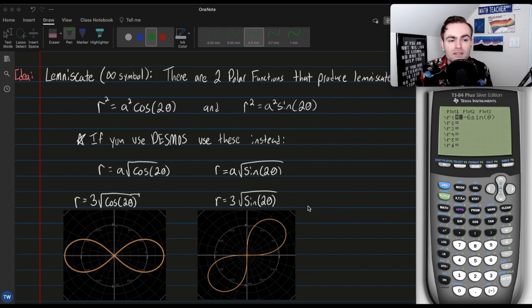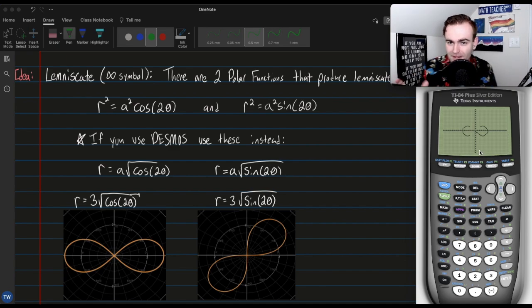If we want to graph one, let's do, it froze again. So if we want to graph one, let's do like 6 square root of cosine 2 theta. And then we want to turn on our trace tool. So you can see. Oof, it did not like that.